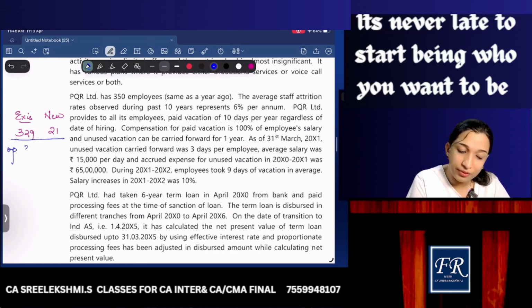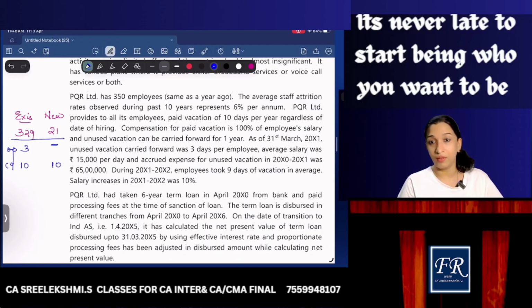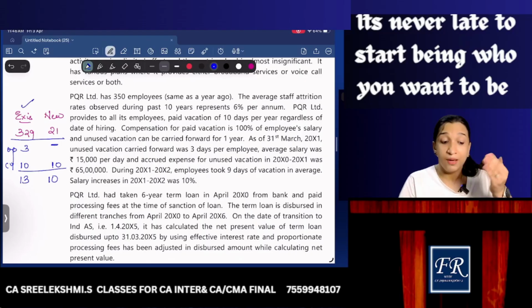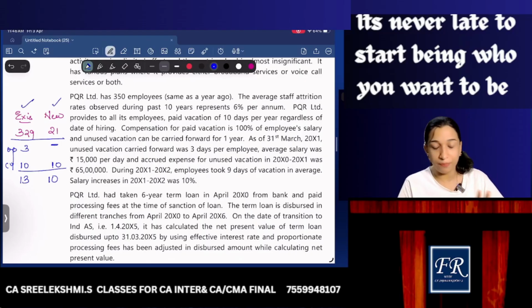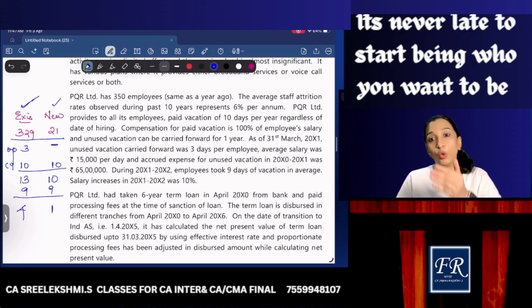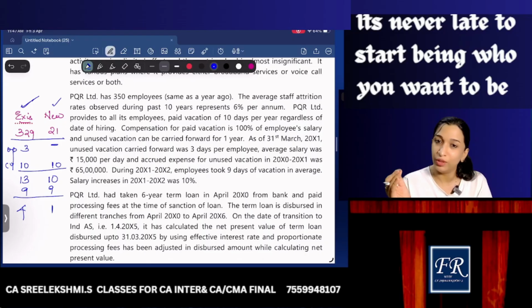Opening carry forward 3 days are there, which is not there for new employees. And current year entitlement is 10 days. Regardless of the date of hiring, both sets of employees will be getting 10 days. So total 13 days vacation is there for existing employees, and 10 days is there for new employees. And how many days have they already taken? 9. So 4 days of existing employees and 1 day of new employees can be carried forward to next year.